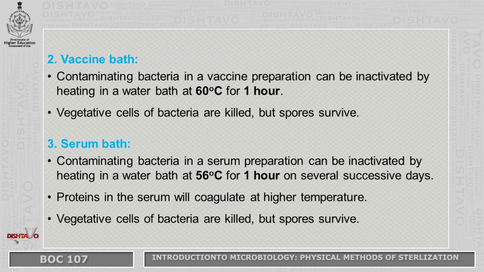Next is vaccine bath. This process is used to decontaminate bacteria which are present in the vaccine. Here the vaccines are heated in the water bath at 60 degrees Celsius for 1 hour. Vegetative cells of the bacteria are killed, but the spores will survive. Next is serum bath. Here the contaminating bacteria in the serum preparation can be inactivated by heating in a water bath at 56 degrees Celsius for 1 hour on several successive days. The proteins in the serum will coagulate at higher temperature. Here too, vegetative cells of the bacteria are killed, but the spores will survive.